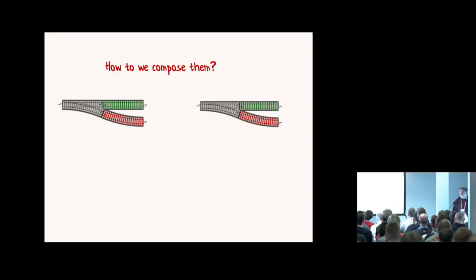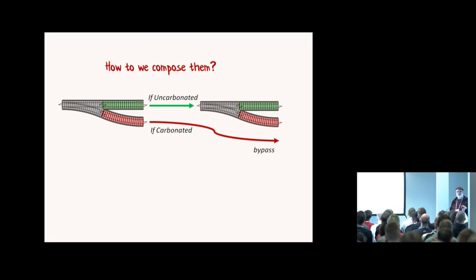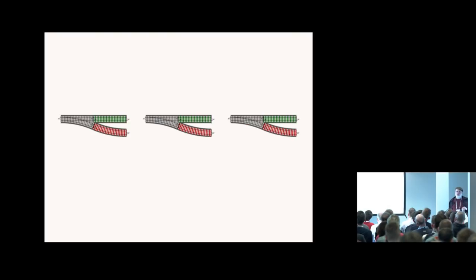So, okay, we've got our functions. How do we compose them? Well, if it's uncarbonated, we want to call the next one down the line. If it's carbonated, we want to bypass. We're basically done. If we hit fizz, we can skip the rest of the line. So this is how we want to compose them. And if we have a whole chain of these things, we want to compose them all together.